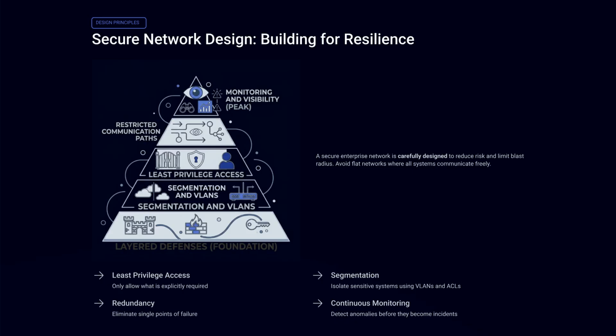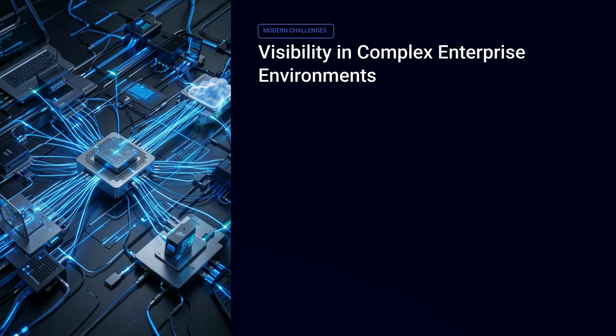Secure network design is about building for resilience. It requires careful design to reduce risk and limit the blast radius of attacks. Key design principles include least privilege access, segmentation, redundancy, and continuous monitoring. Modern environments are complex, incorporating cloud, hybrid networks, and IoT devices. Visibility is essential to manage risks.